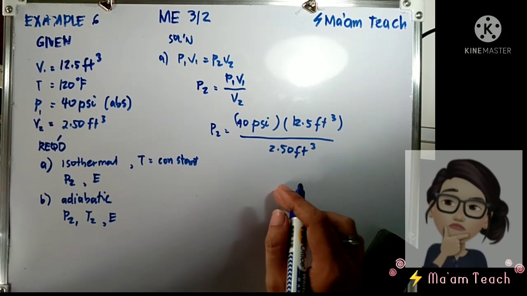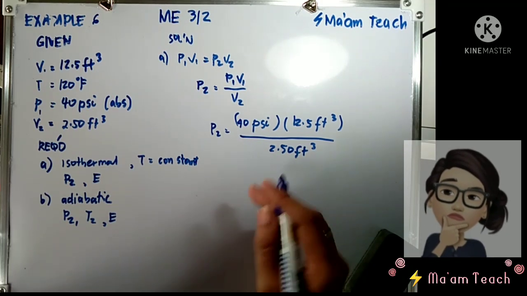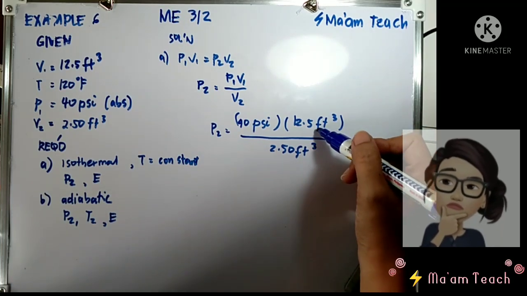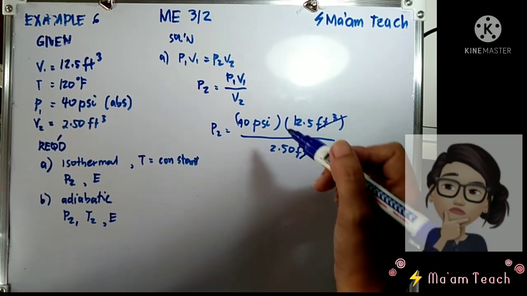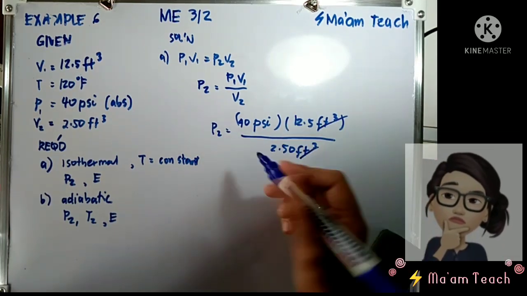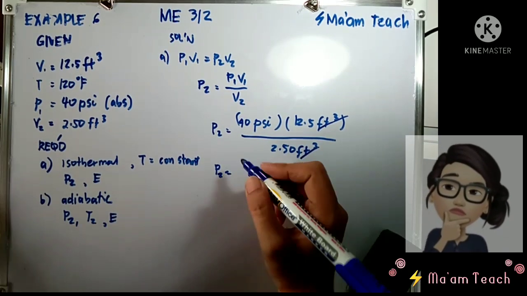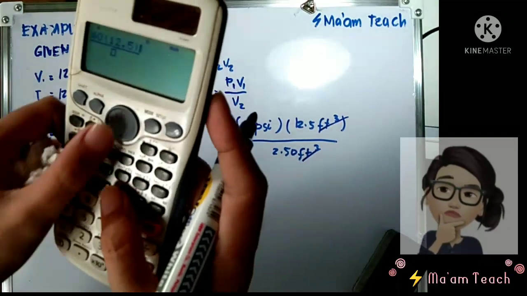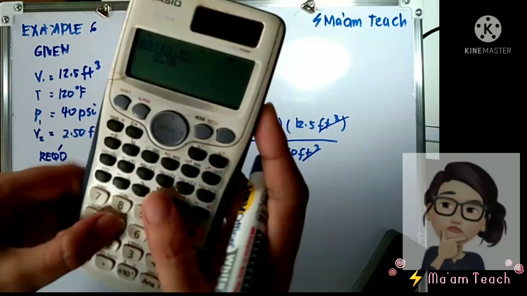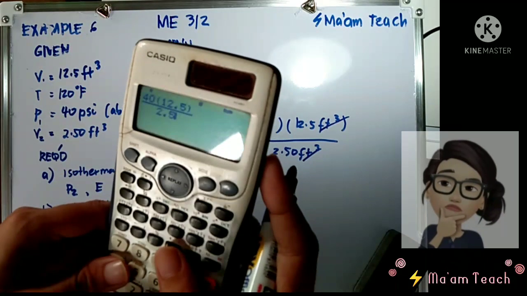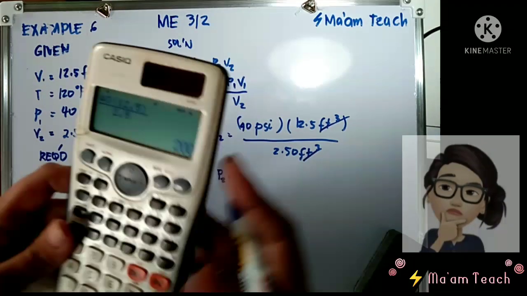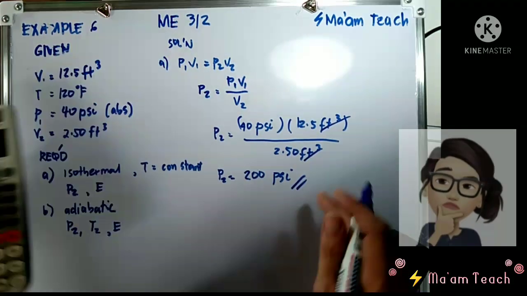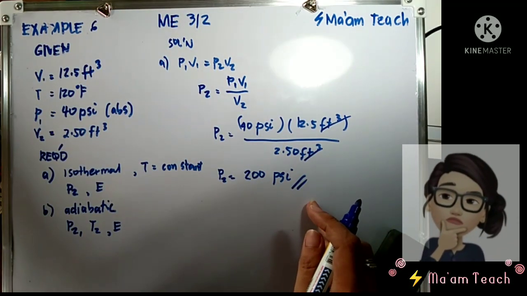So class, you don't have to convert in this case, because the unit cubic foot will cancel out and we will be left with the unit psi. Using your calculator, P sub 2 is 40 times 12.5 all over 2.50. Can you see it? The value will be 200. What will be the unit? It will be in psi. So that is already one of the answers in your letter A.